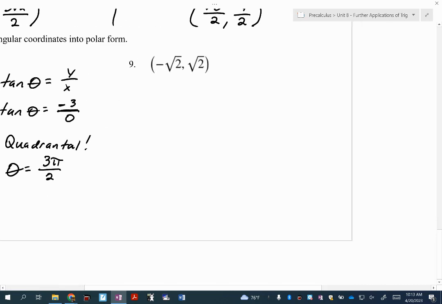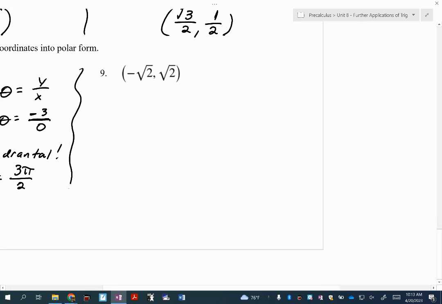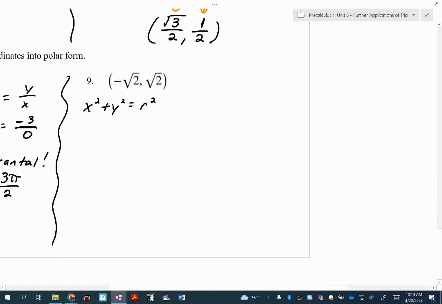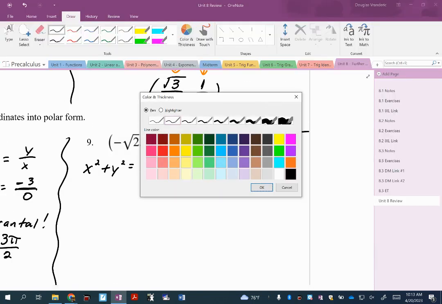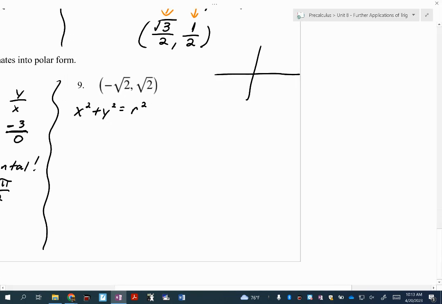Let's do one more and then we'll be done. Same process here. I'm going to start with finding my r value using the Pythagorean theorem. Oh, I'm sorry. Let me sketch first. It's always important to sketch. So I'll use, running out of colors, light blue maybe? Is this strong enough? We'll see. So negative square root of 2 and positive square root of 2 puts me at this point here, okay?